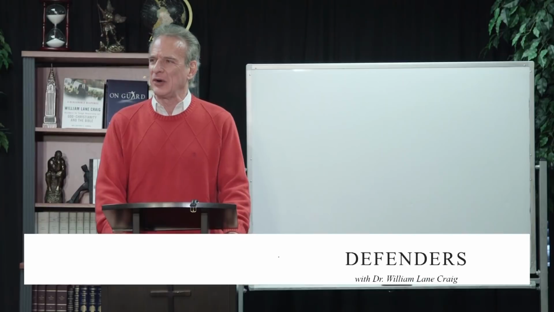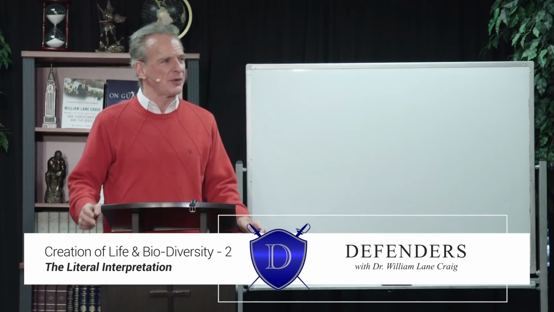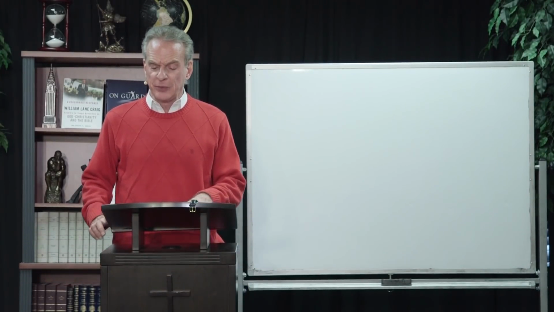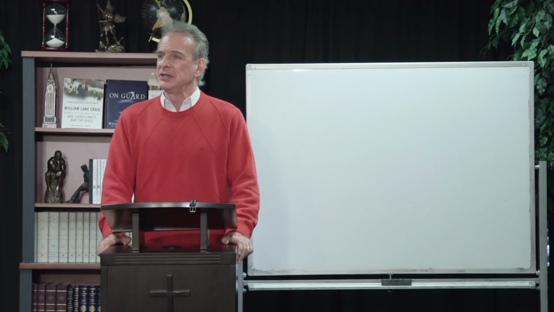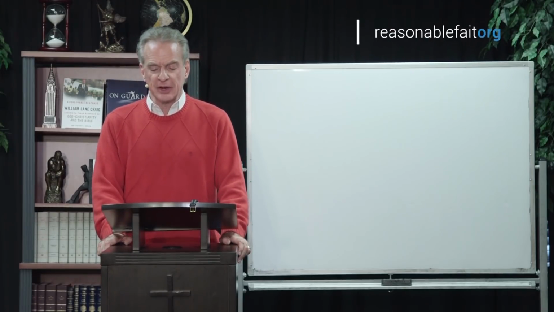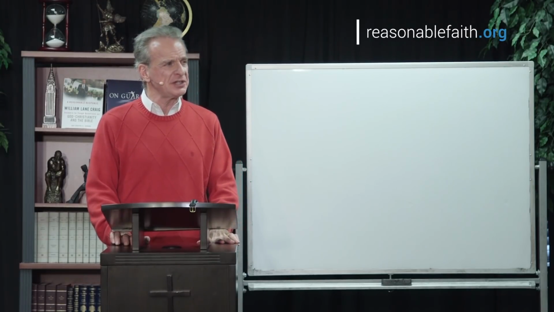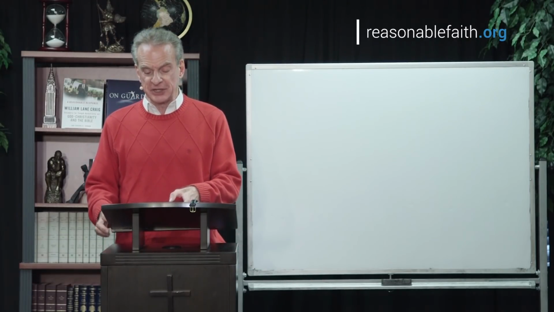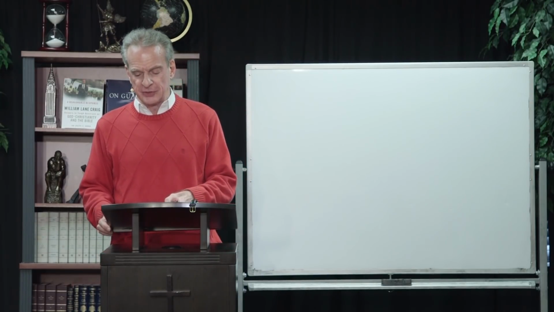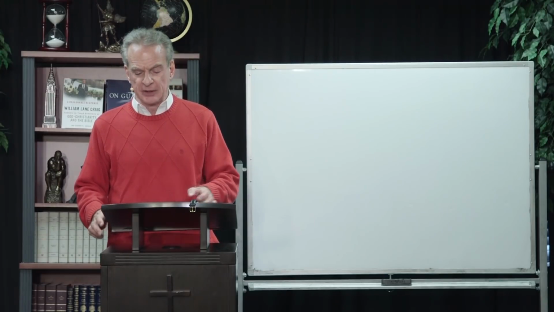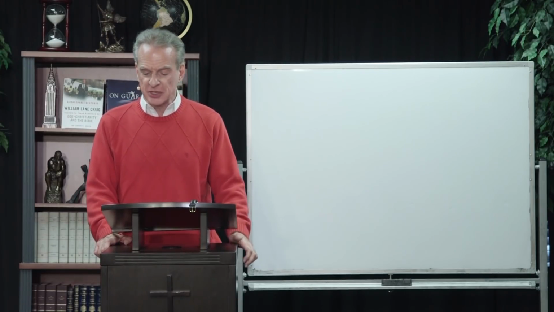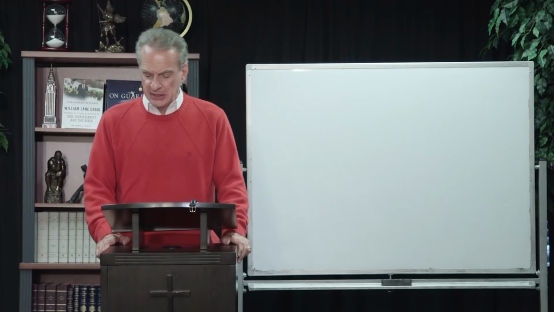Last time we began our excursus on the doctrine of creation and the origin of life and biological diversity. And we are looking at Genesis chapter 1 with a view toward understanding the various interpretations of Genesis 1 that have been offered. The first interpretation that we want to consider is the most straightforward interpretation of Genesis 1, what we could call the literal interpretation, sometimes called the 24-hour day interpretation.